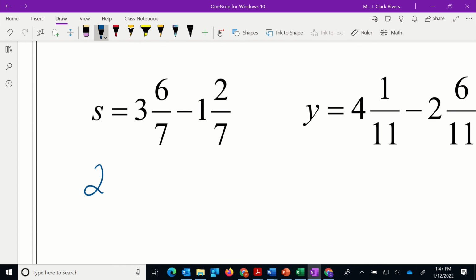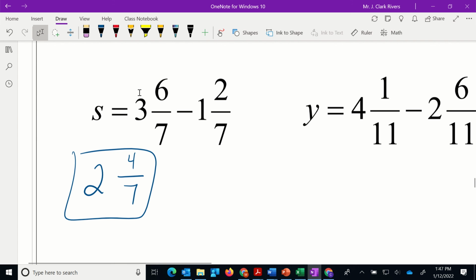6/7 minus 2/7 is what? 4/7. That's correct. Good, Jack. Now, this works because the 3, look at this, everybody, all eyes up front. This works because the 3 is larger than the 1.